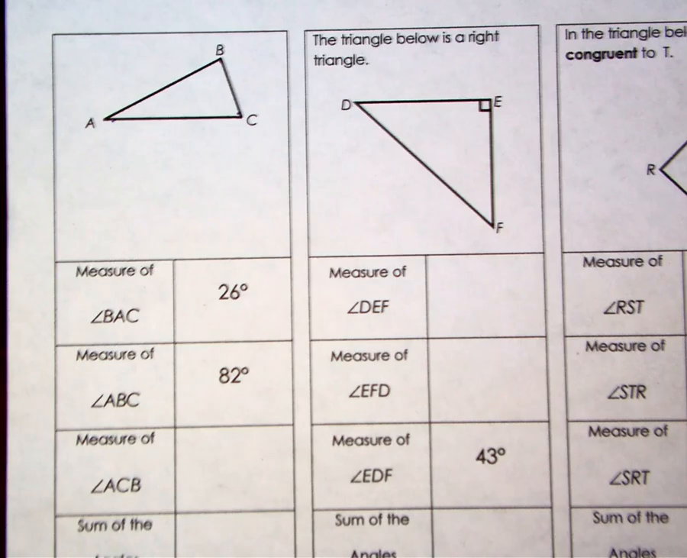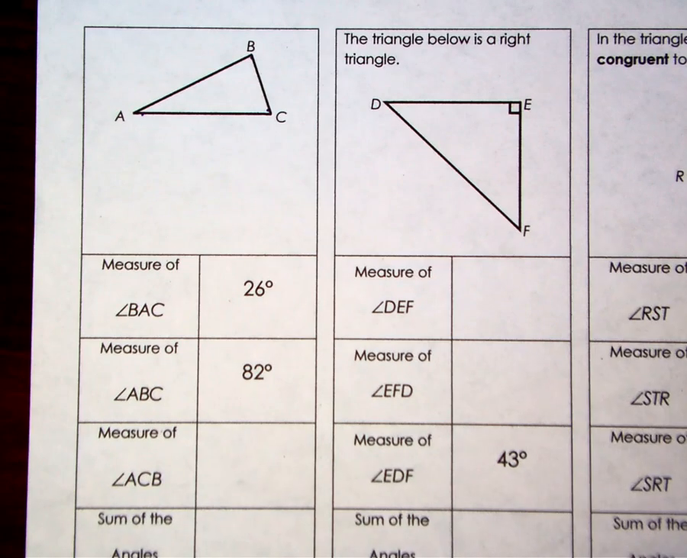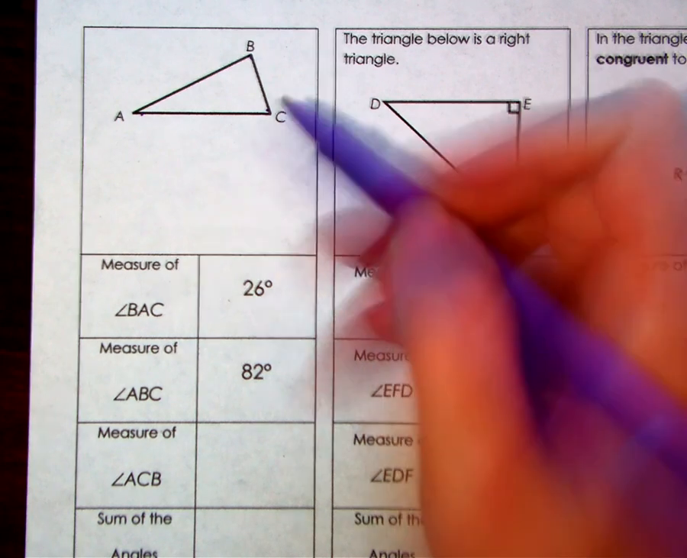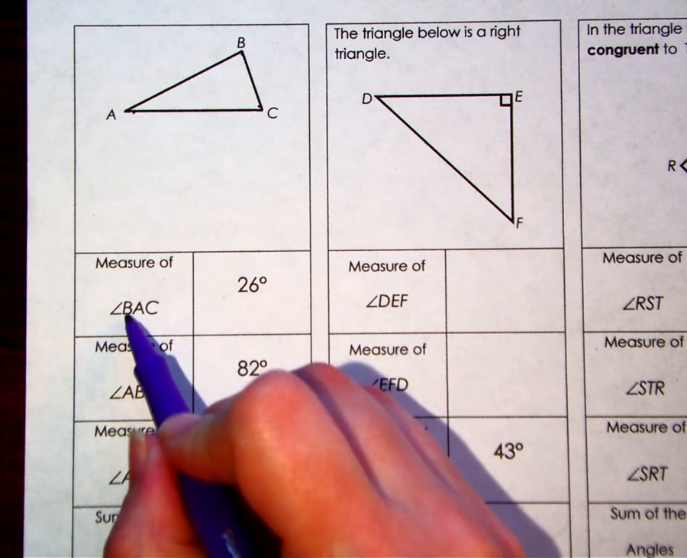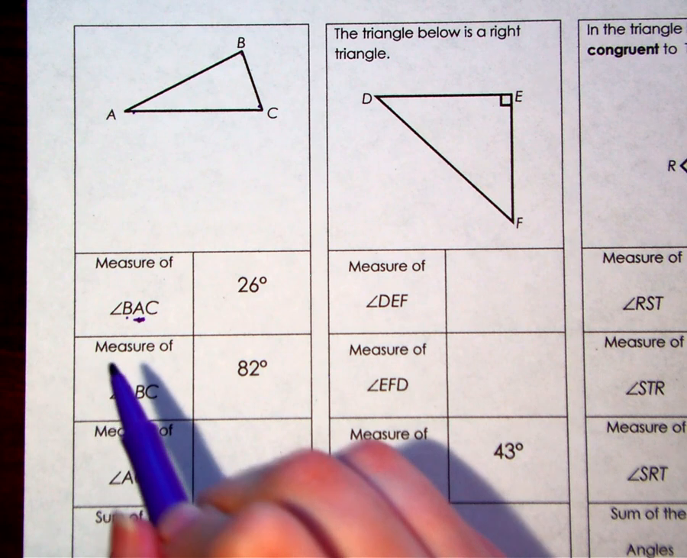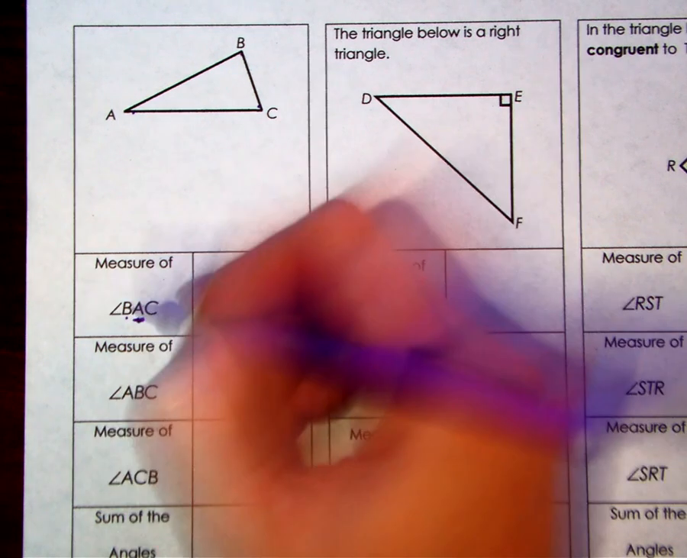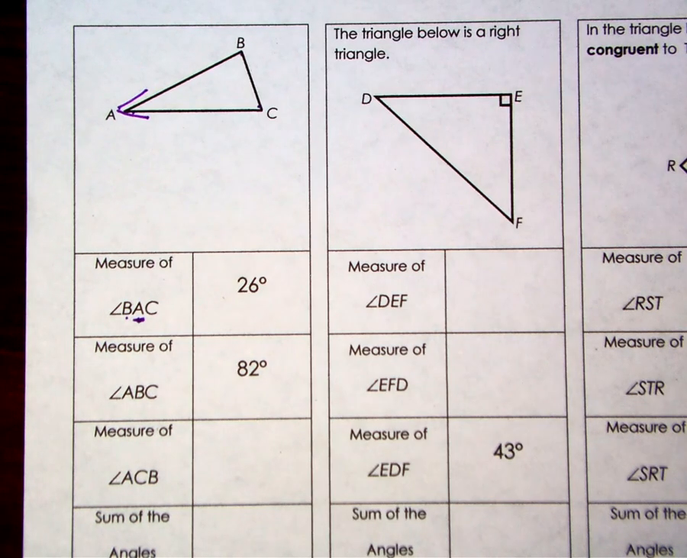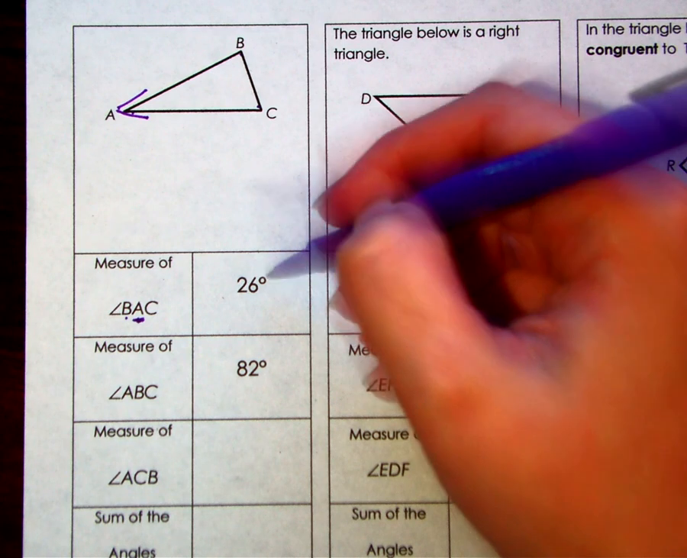Okay, so starting with this first triangle, we have triangle ABC. It does tell you the measure of angle BAC. So the middle letter is the vertex. That means this angle is this one right here. So first thing, I would put 26 right here.